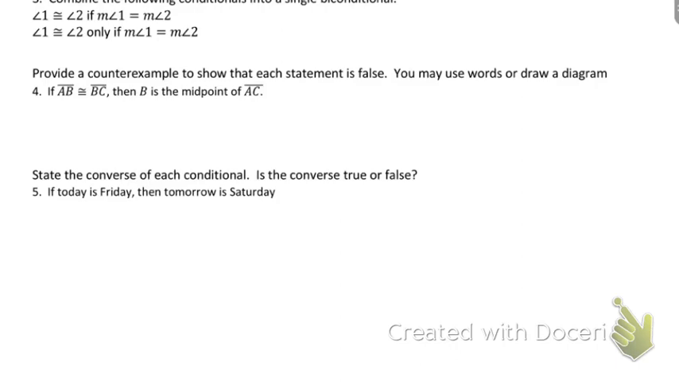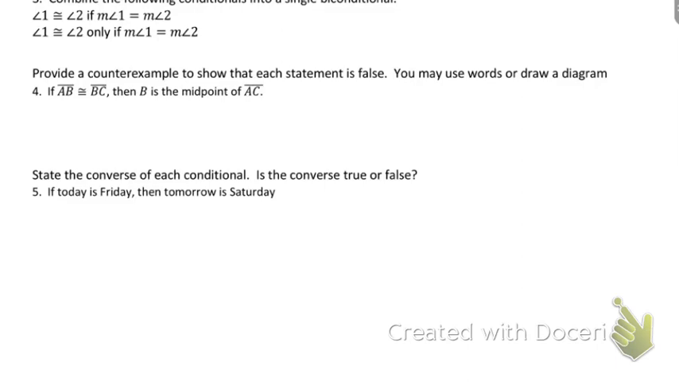All right, number 4 says provide a counterexample to show that each statement is false. You may use words or draw a diagram. So it says if AB equals BC, or in other words, if AB is congruent to BC, then B is the midpoint of AC. That's a false statement. I want you right now to come up with a drawing that makes it false.